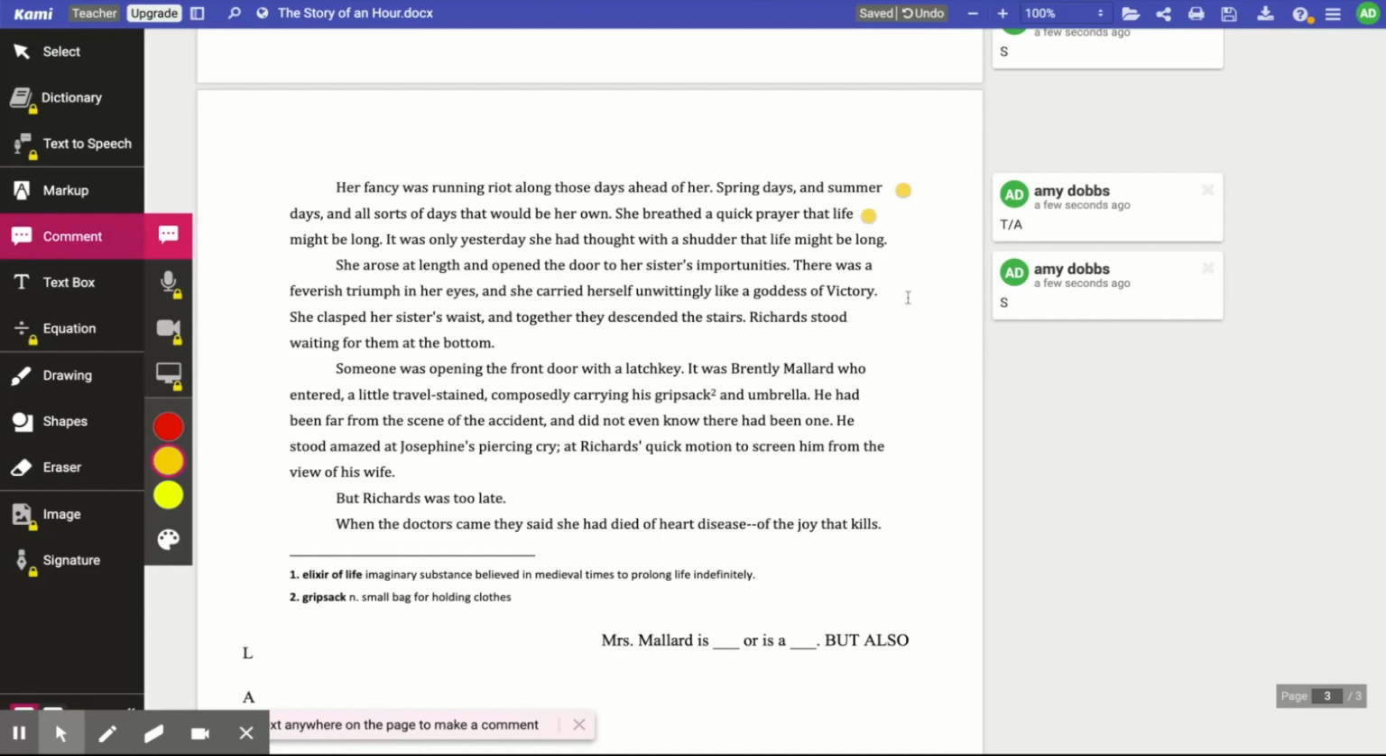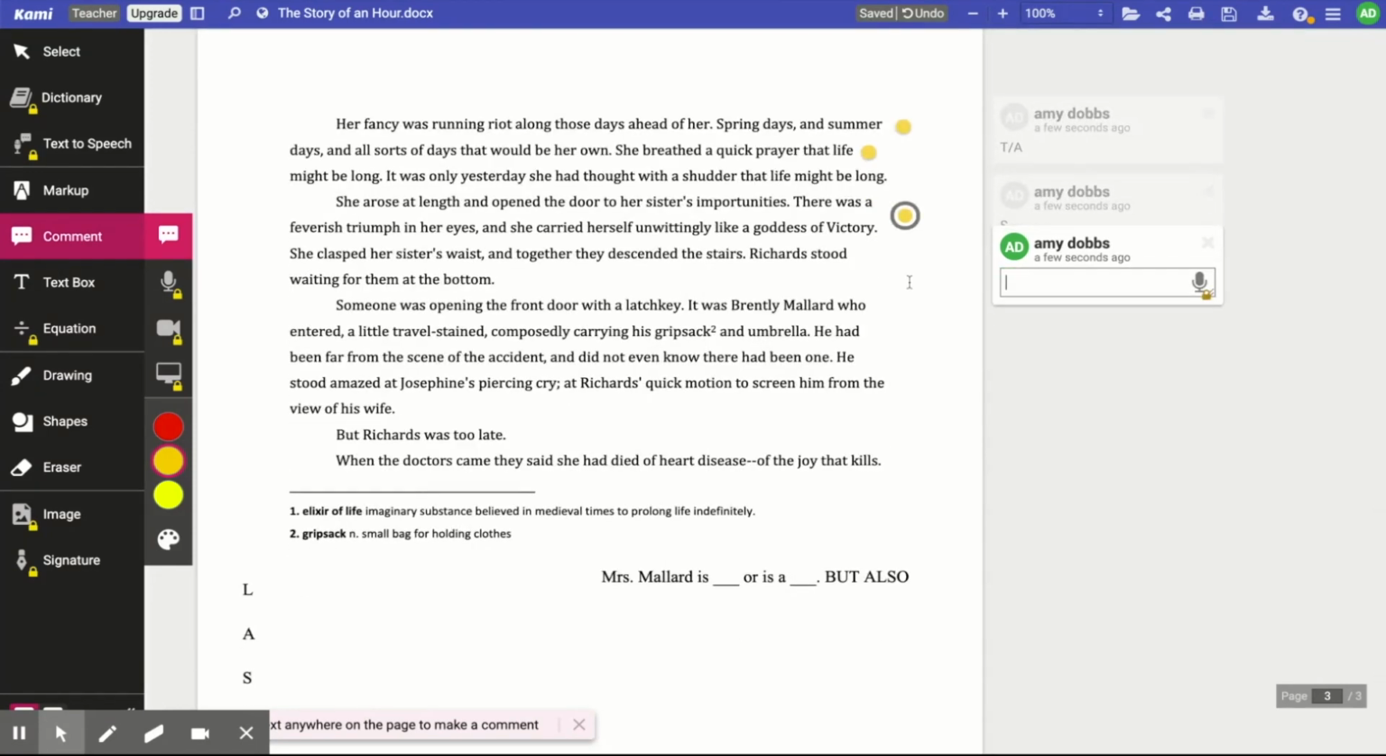She rose at length and opened the door to her sister's importunities. There was a feverish triumph in her eyes, and she carried herself unwittingly like a goddess of victory. She clasped her sister's waist, and together they descended the stairs. Richard stood waiting for them. So we see here an amazing transformation: she is like a goddess of victory. She has triumphed. In a very short space of an hour, she has conquered her demons, so to speak.